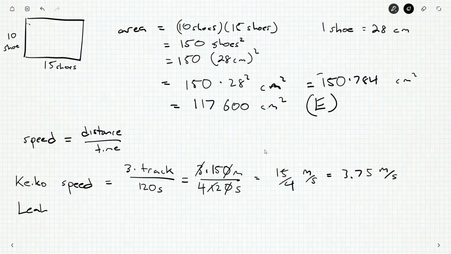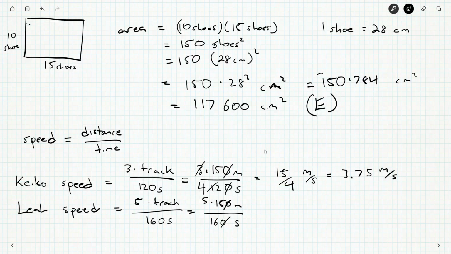Now, how about Leah's speed? So Leah goes around the track 5 times. And she does that in 160 seconds. So the track, again, 150 meters, and then over 160 seconds, once again, the zeros will cancel. Not a whole lot else will cancel. We'll get 75, which is 5 times 15, over 16 meters per second. Okay. So what exactly is that?